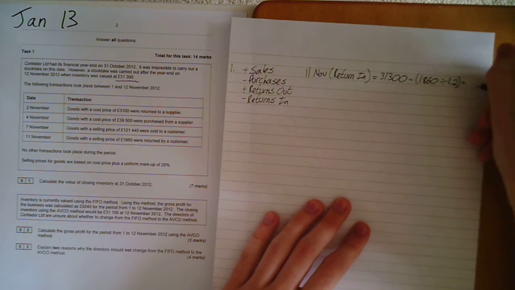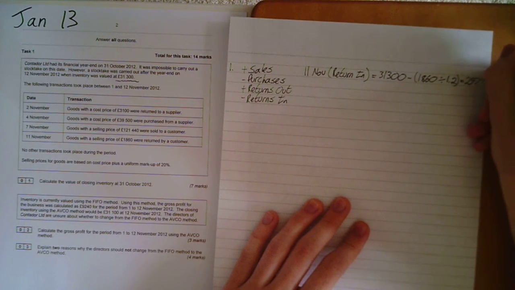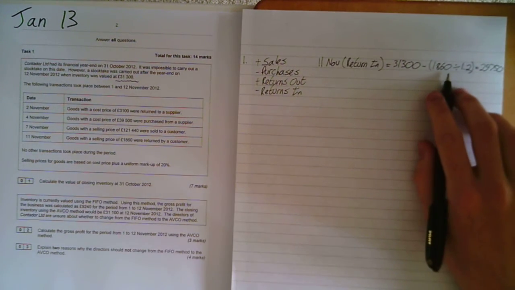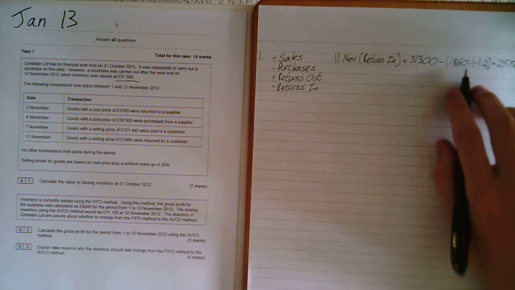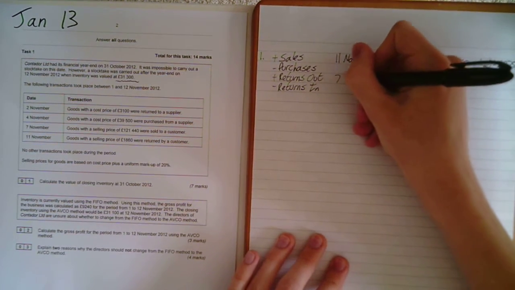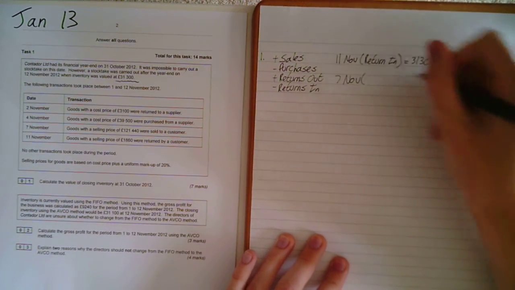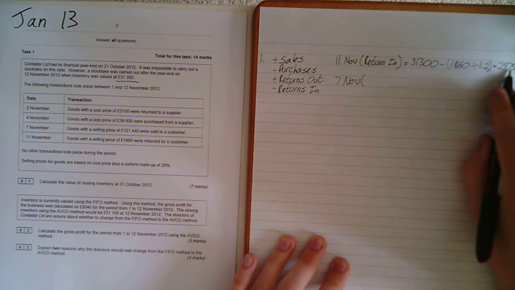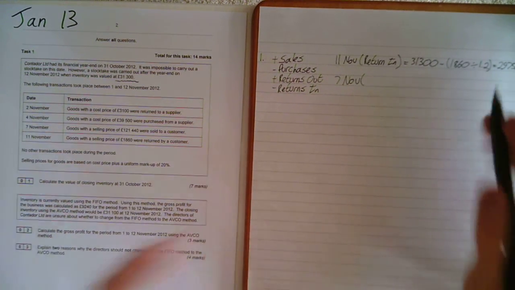And that brings us to 29,750. I believe that's about 1,550, but I don't really need to work it out just because I can just use that sum in a way. So that's the value now of inventory at the 11th of November, and that was the 12th, so we're slowly going back now.